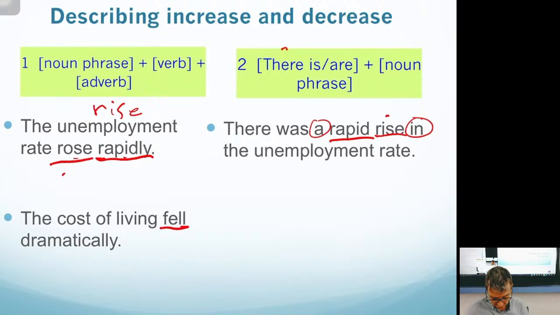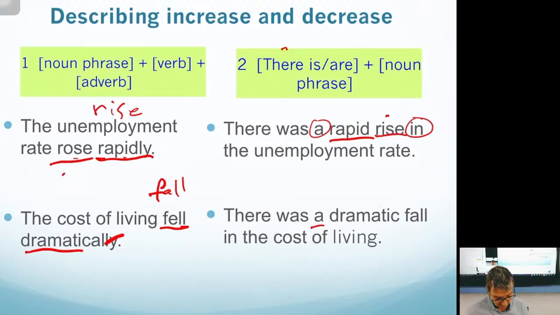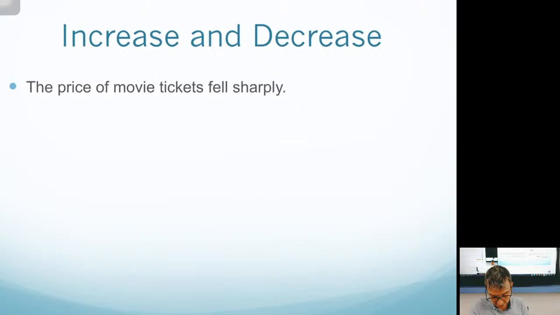So this is verb, this is adverb. Fell, remember, is past tense, so what is the infinitive? So what infinitive form is fall, and then for dramatically, we just take dramatic. Fall in the cost of living. Okie dokie, try this one.